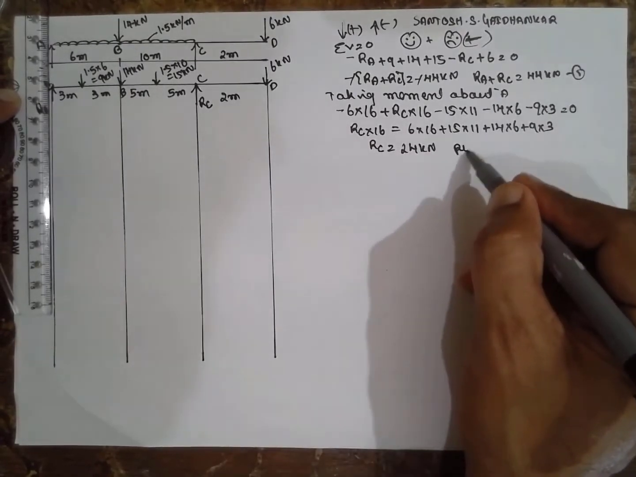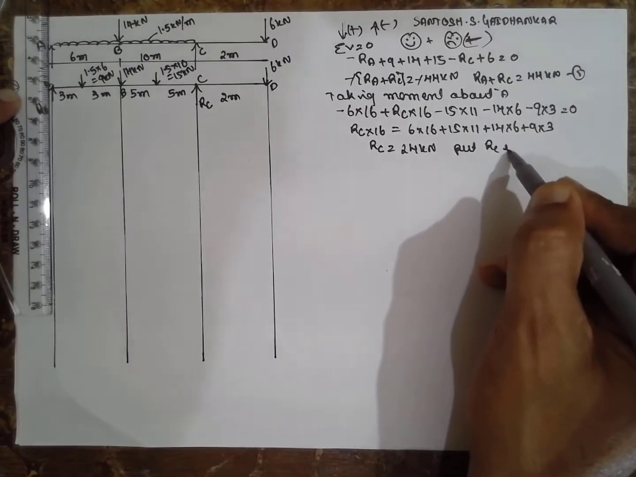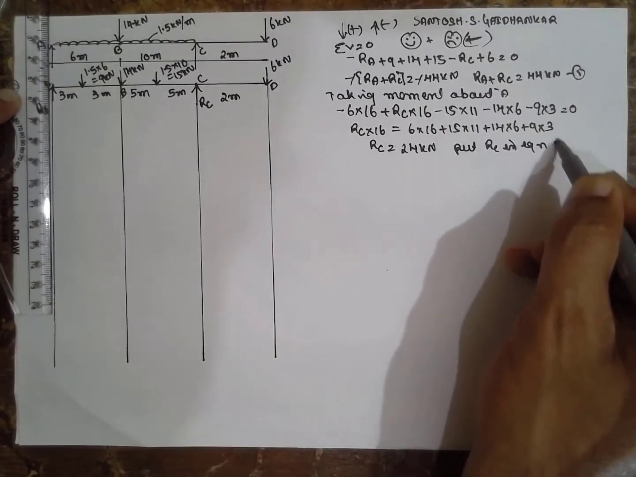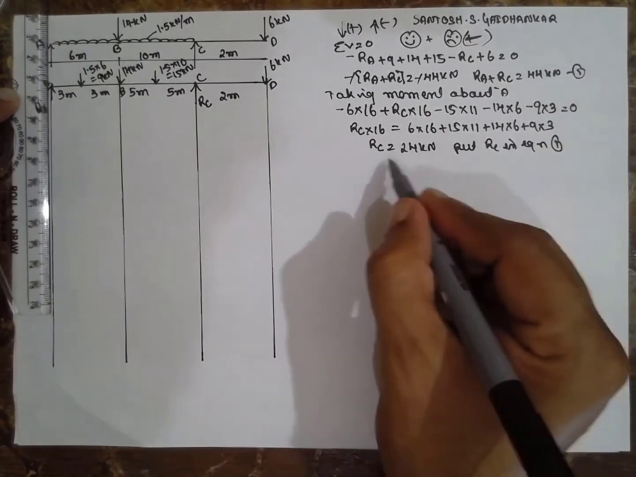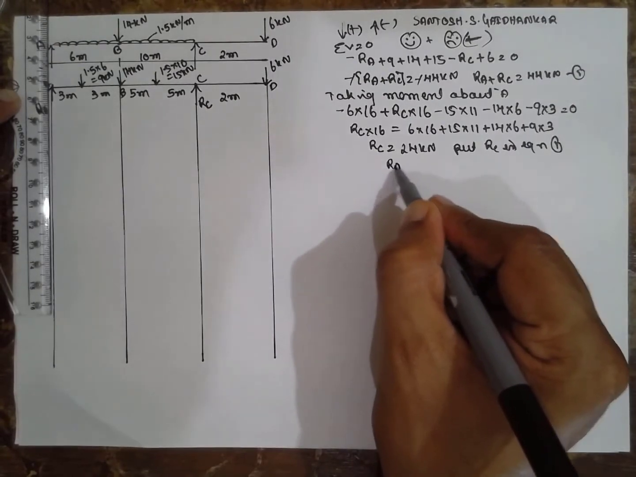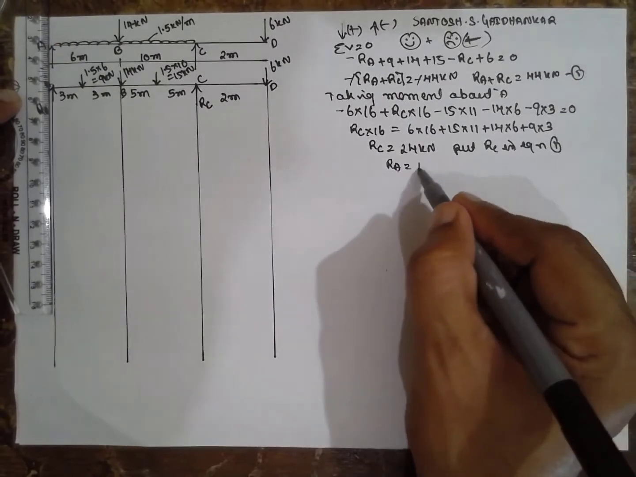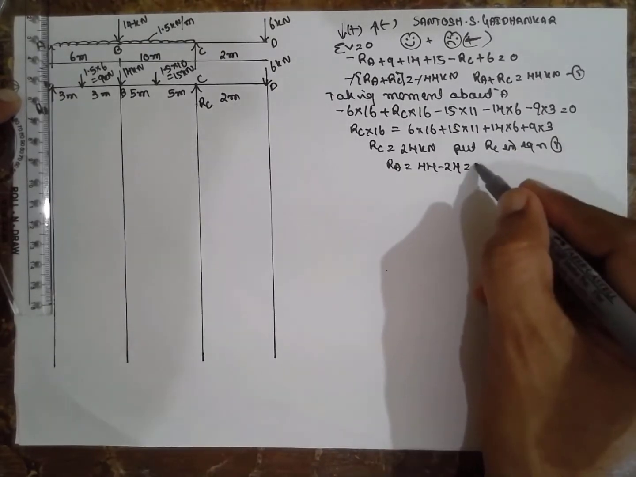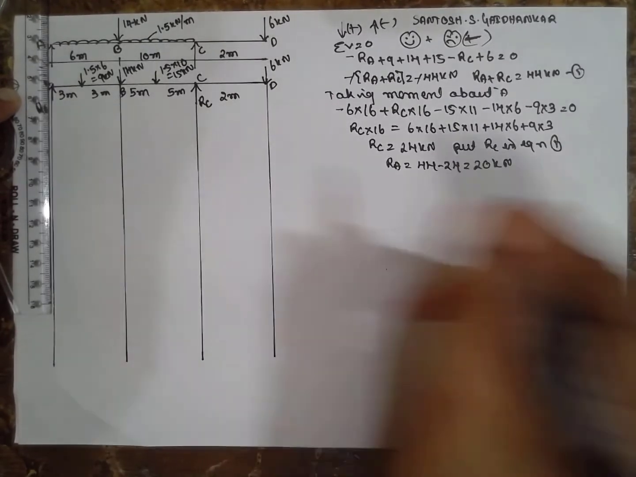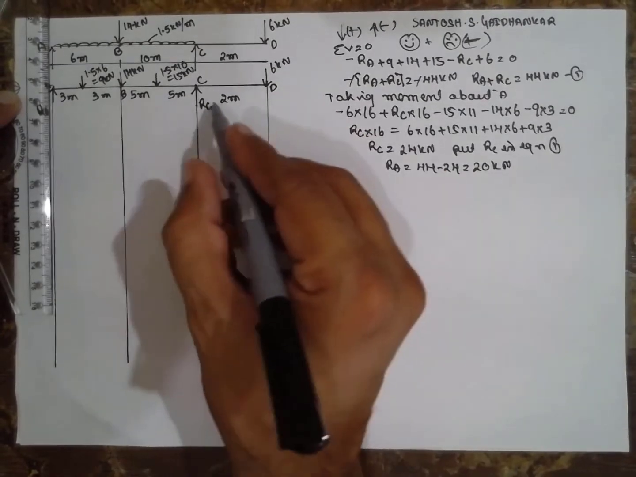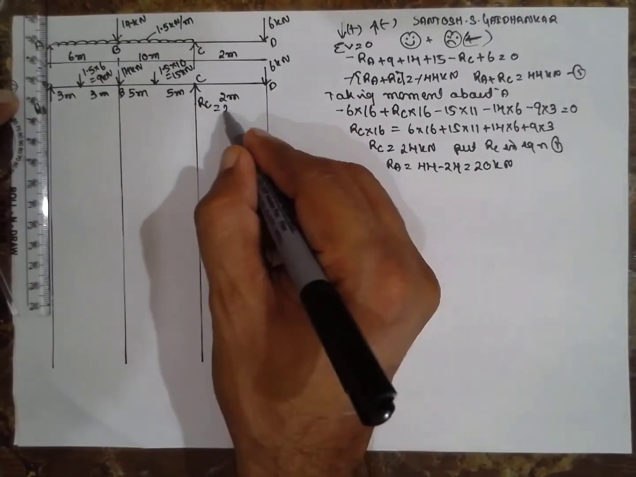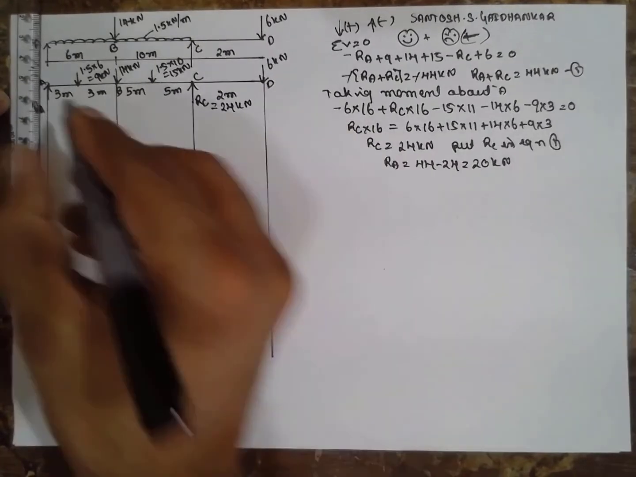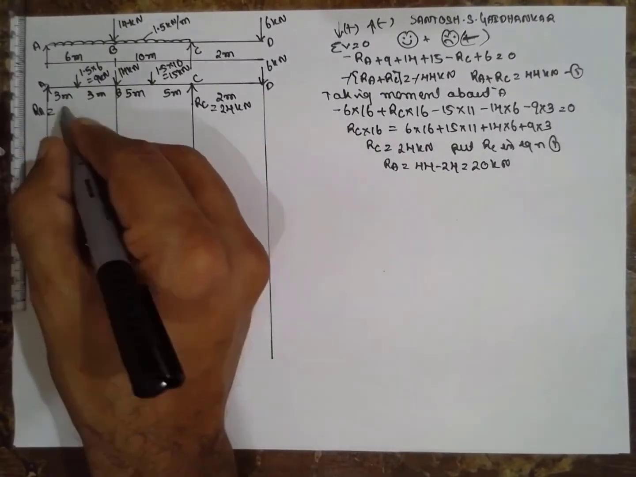Now put RC in equation 1. RA is equal to 44 minus 24, which is 20 kilonewton. We got the RC value as 24 kilonewton, and RA is 20 kilonewton.